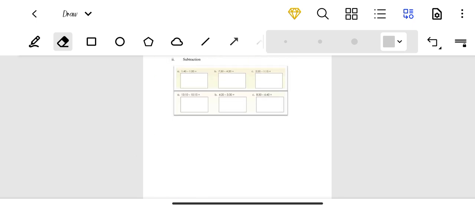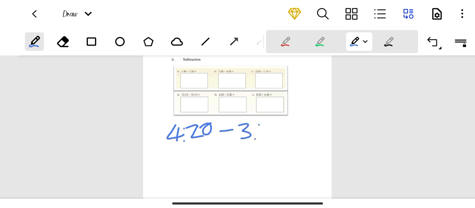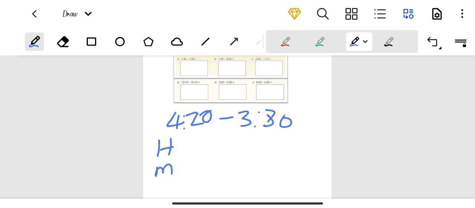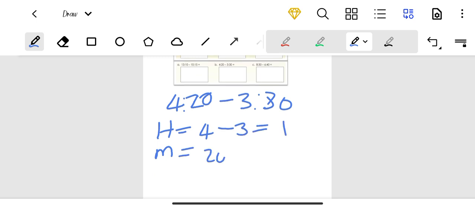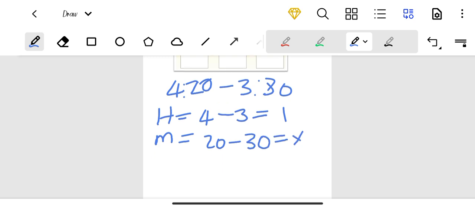So number B says 4:20 minus 3:30. So what am I going to do? I firstly start with the hours, then the minutes. The hour is 4 minus 3, which is equal to 1. Minutes is 20 minus 30, which is going to be impossible. So now we come to the 1 and ask, can we borrow 1 hour? So the answer is going to be 0 there. This is going to be our final hour.